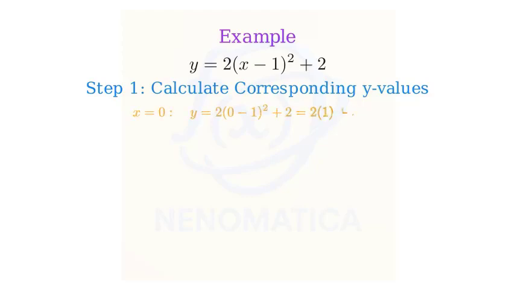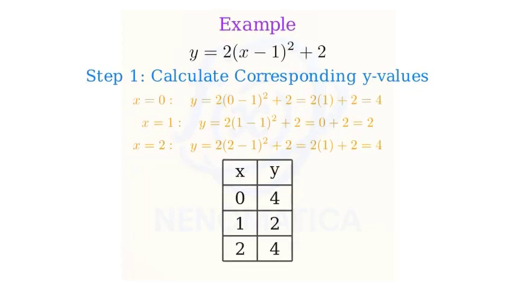For x equals 0, y equals 2 times (0 minus 1) squared plus 2, which equals 4. For x equals 1, y equals 2. For x equals 2, y equals 4 again. Let's place these in a small table so we can see symmetry around x equals 1.